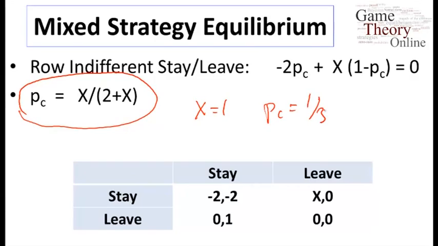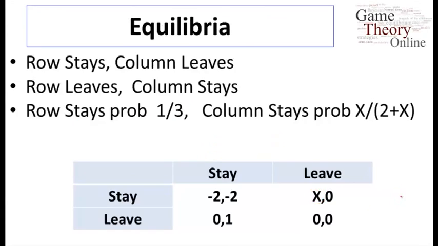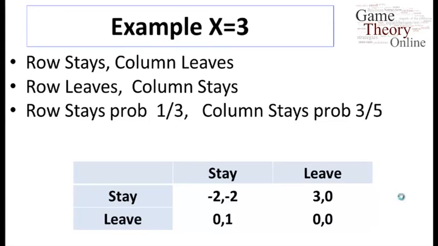But what happens for other payoffs? For instance, if we set x to be bigger than 1, then x over 2 plus x is actually greater than 1/3. So instead of 1/3, the column player will be putting probability greater than 1/3 on stay in the case where x is bigger than 1. And in particular, just to get a feeling for this, let's suppose that we put in x equals 3 and solve to see what we end up with.